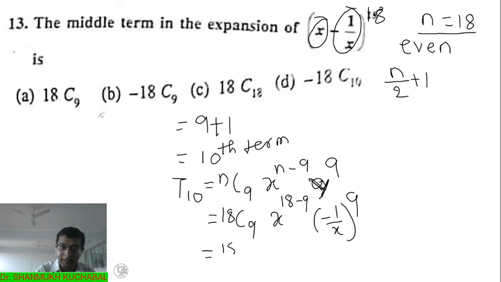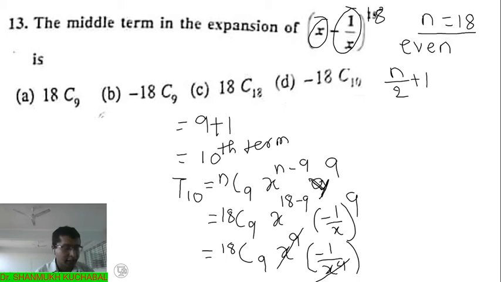18C9, x raised to 18 minus 9, and here it is minus 1 divided by x raised to 9. So the numerator x raised to 9 and denominator x raised to 9 get cancelled. So we get the answer, with the minus sign outside, 18C9. Therefore the right option is minus 18C9. Option B is the right answer.